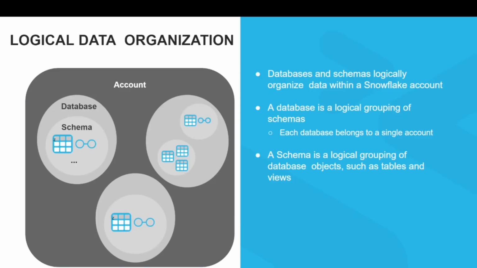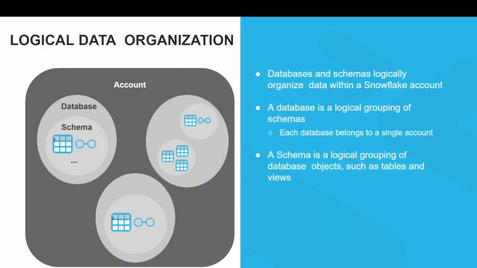In Snowflake, database and schema are logically organized data within a Snowflake account. A database is a logical grouping of schemas, where you could have multiple schemas based on your different use cases or the departments in your organization, but each database belongs to a single account. So you cannot have multiple databases in the same account, but you could have multiple schemas across different databases in the same account. Now, a schema is a logical group of database objects such as tables, views, streams, pipes, stored procedures inside the Snowflake.